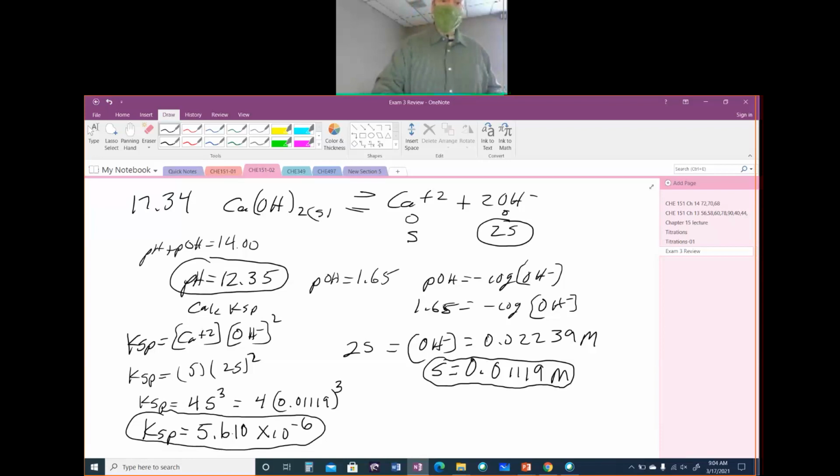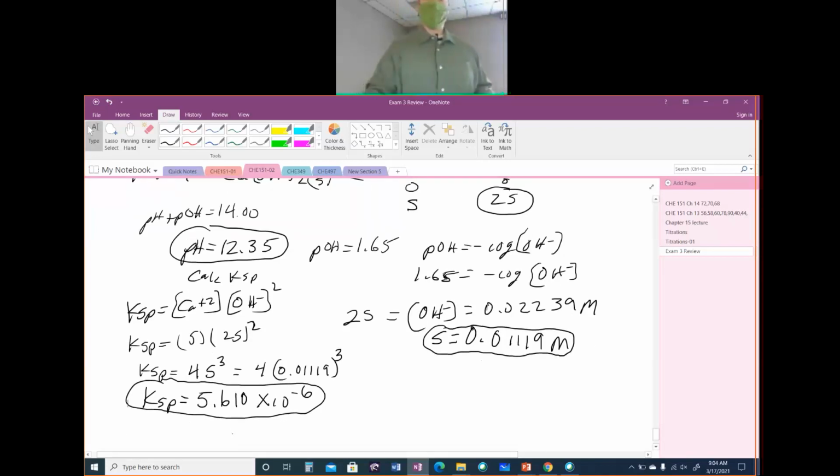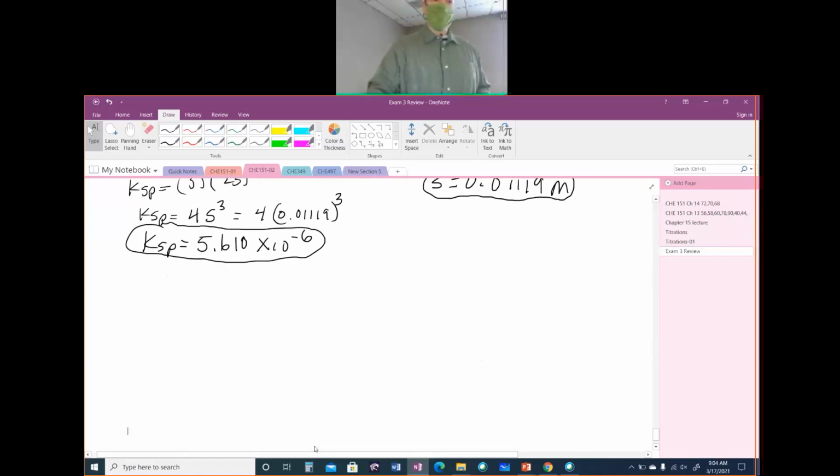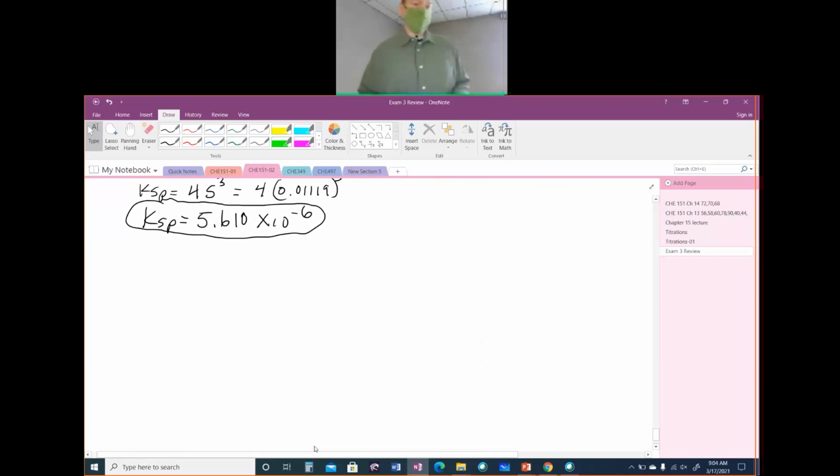All right, and so that's how you will calculate the KSP of a hydroxide that's insoluble. You will get the pH, convert it to pOH. That gives you your OH minus concentration, and that's equal to the 2S. Once you have your S, you plug it into your 3 or your 4S to the third.